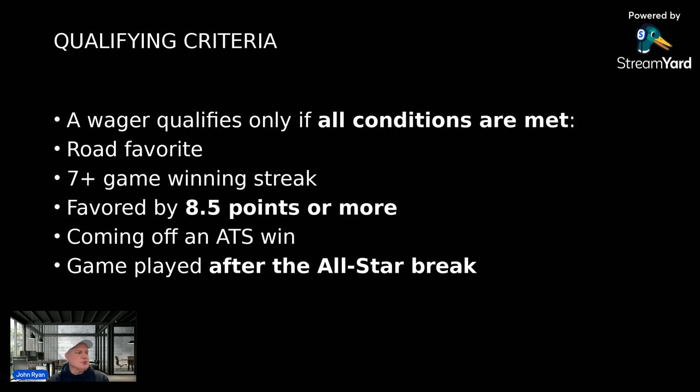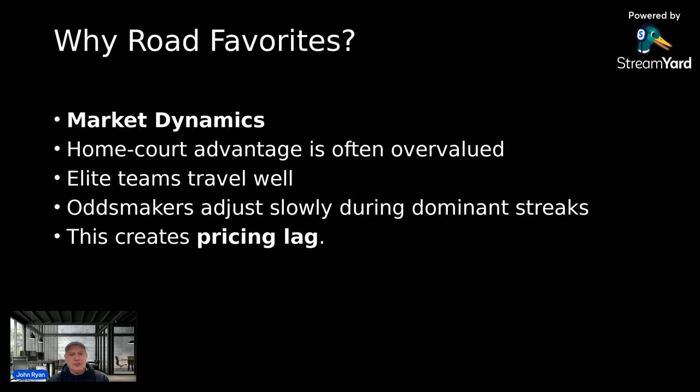And why the road favorite? Historically, markets tend to overvalue home court advantage. Elite teams often travel well, and when they're dominating, odds makers can be slow to fully adjust to the new style of winning form. That delay, it's not a prediction, is where potential edges come from. So it's a public betting lag, if you will, where the market is not catching up to the quality of the play, in this case, the Atlanta Hawks.